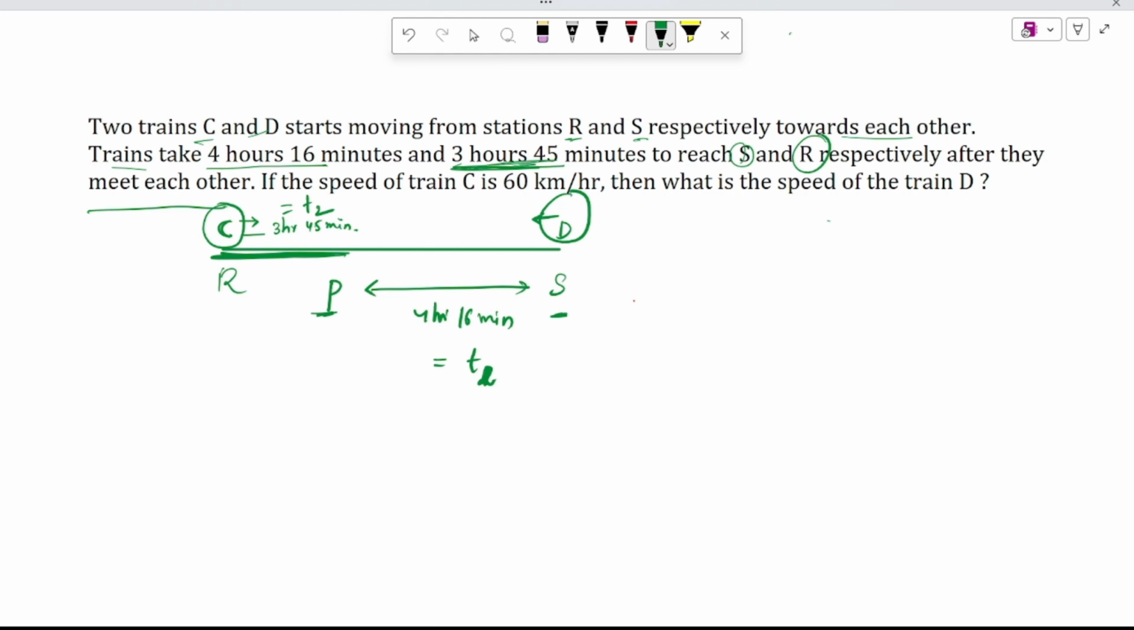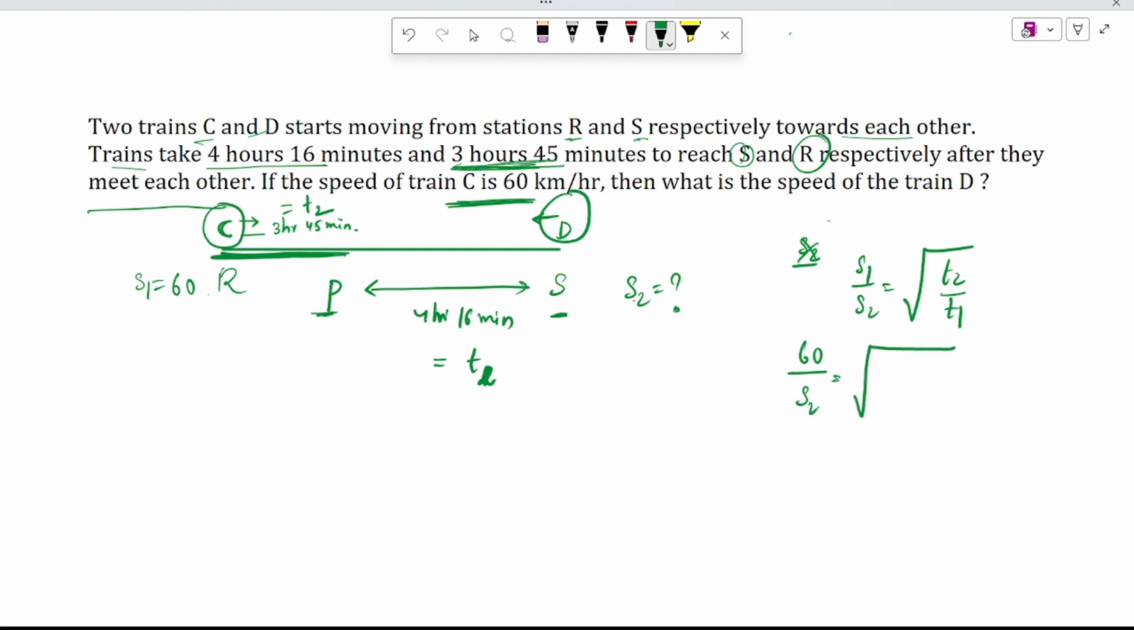Now they have also given the speed of the train as 60 kilometers per hour. So S1 is 60 kilometers per hour. We need to find S2. If we apply the formula S1 by S2 is equal to square root of T2 by T1, what do we get? 60 by S2 is equal to square root of T2, 3 hours 45 minutes.